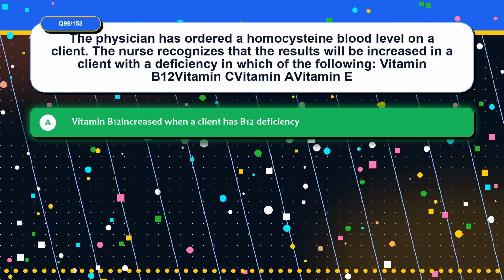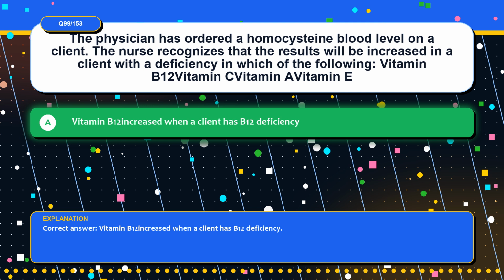The correct answer is option A. Vitamin B12, increased when a client has B12 deficiency. Correct answer.